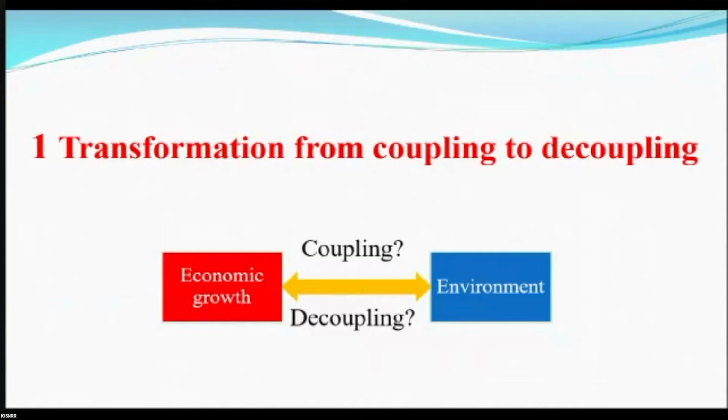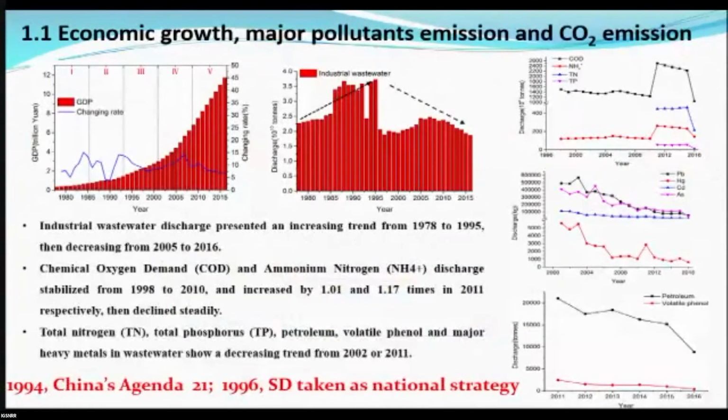So the first one, the transformation from coupling to decoupling. We use the decoupling technology developed by the UNEP International Resource Panel, because I'm a member of the International Resource Panel. So I know that this technology is very good and can be used here. We use this methodology to establish associations between different environmental variables and economic growth, to see whether we are still in the coupling process, with a very strong coupling relationship, or already going into the decoupling process.